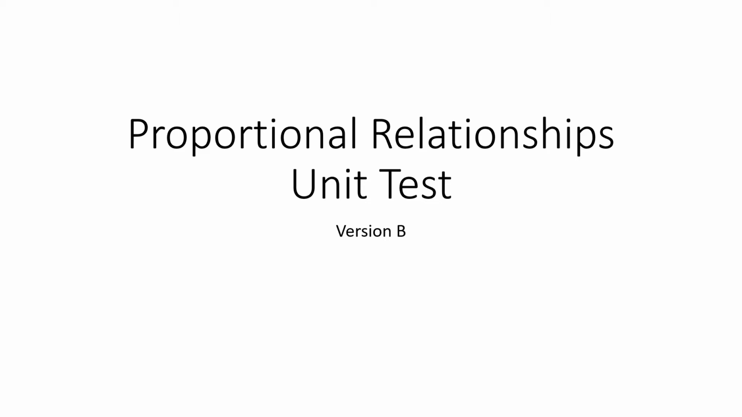This is a read aloud for the Proportional Relationships Unit Test version B. Be sure you have version B that you're working when you take this test. You will be writing your answers on your paper copy of the test. Pause the video when you need to so that you can work your problems out, or you can rewind so you can re-listen to the questions as you go.